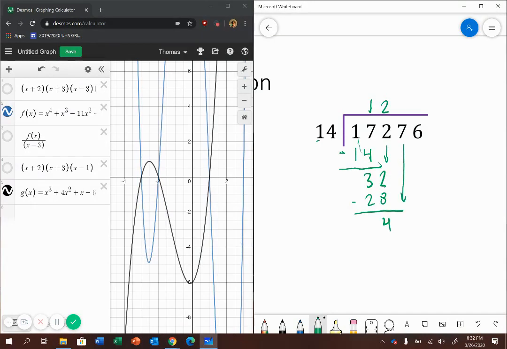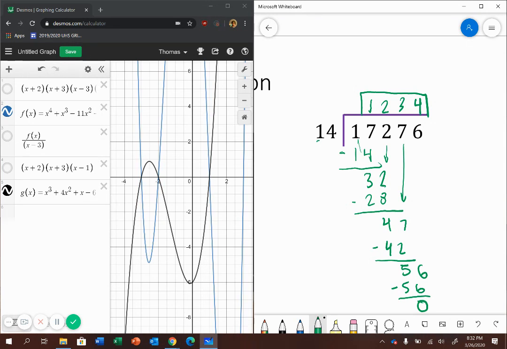We bring the 7 down. How many times does 14 go into 47? It goes in 3 times. 3 times 14 is 42. We subtract. 47 minus 42 is 5. Then we have 56. How many times does 14 go into 56? It goes in 4 times, and 4 times 14 is 56. So we're going to subtract 56, and we have a remainder of 0. So the answer to this long division problem is just 1,234, 1, 2, 3, 4. It's like I wrote this problem on purpose.